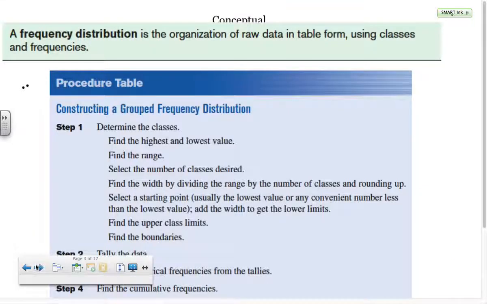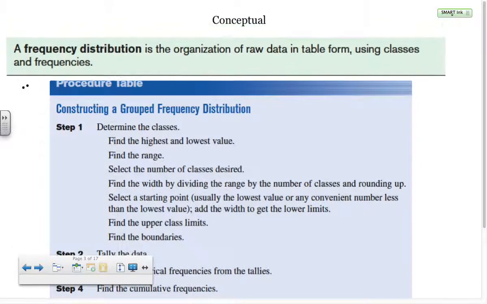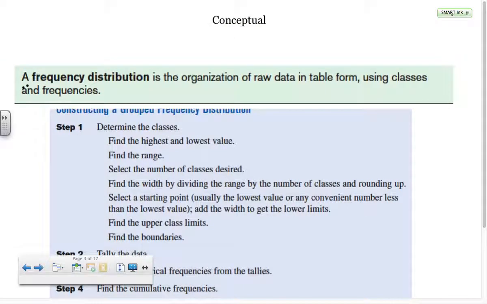I have this sort of in the wrong order. I should have probably switched this a little bit, but let's just talk about frequency distribution, which is what we're going to be focusing on. Frequency distribution is the organization of raw data in table form using classes and frequencies. Frequency distribution is the point of this lesson today.